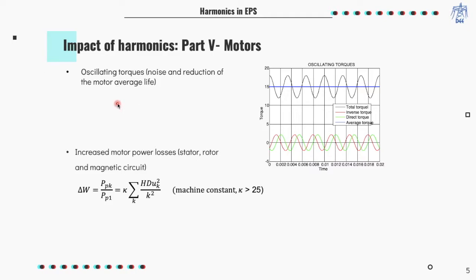Harmonics produce two effects on motors. The first being oscillating torques, which can produce noise and reduction of the motor's average life. We can observe that the mean value of the torque is not affected by harmonics, but oscillations around the mean value are produced. The second is an increase in the motor power losses. These harmonic power losses can be related to the fundamental power losses with the expression shown below.